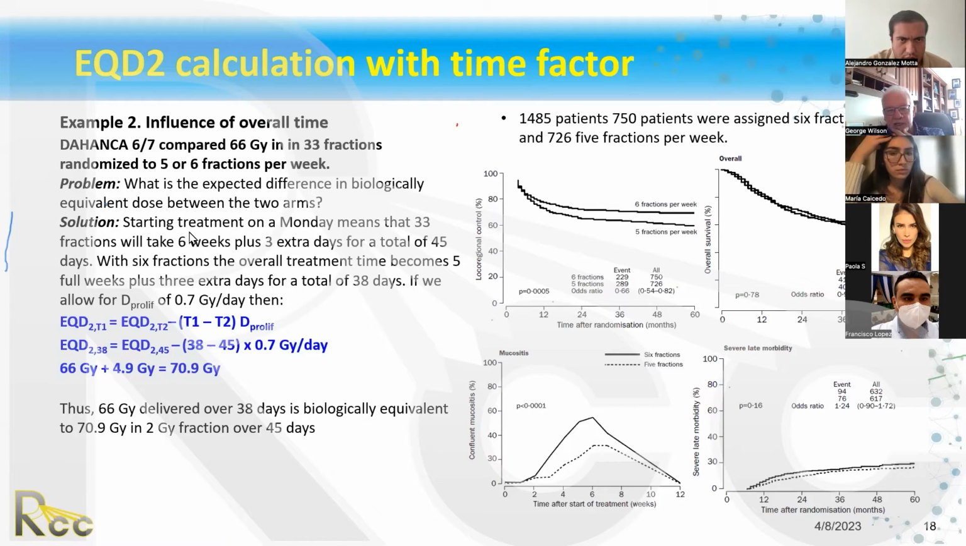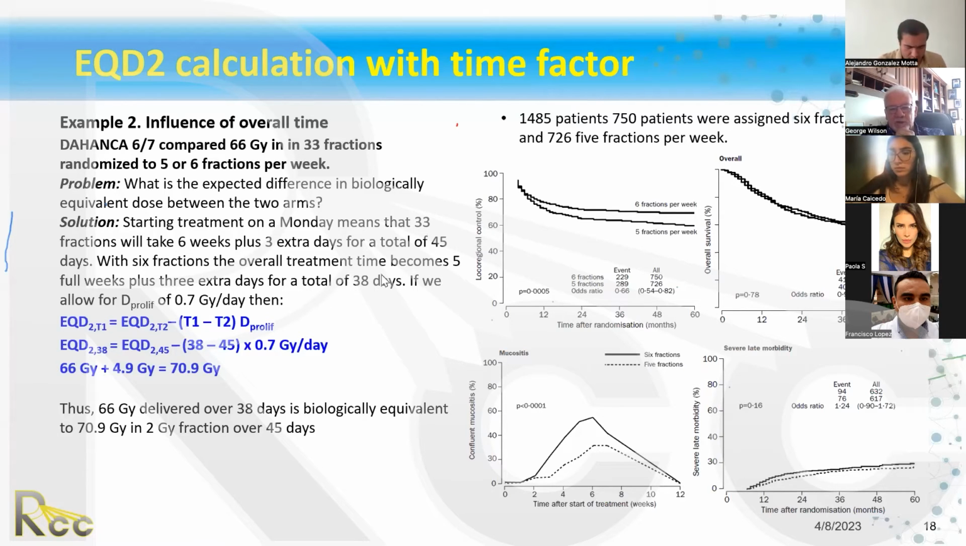First of all, we need to work out what the overall treatment times are. For 66 gray in 33 fractions, that will be 6 weeks plus 3 extra days because of weekends, and so this gives us a total of 40 days. If we do 6 fractions per week, now the overall treatment time becomes 5 weeks plus 3 extra days.